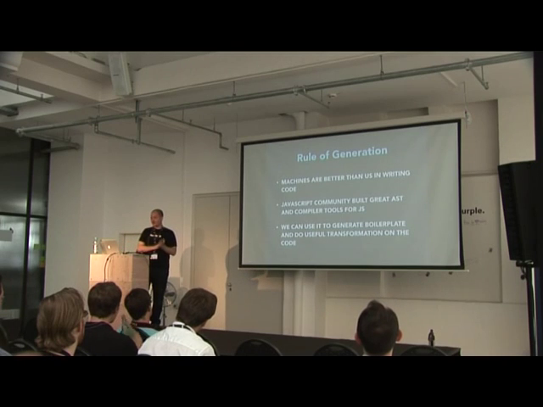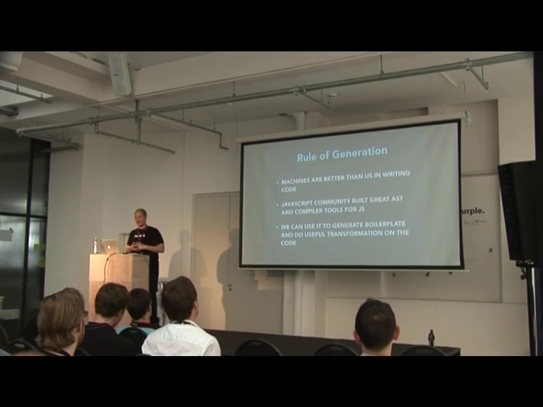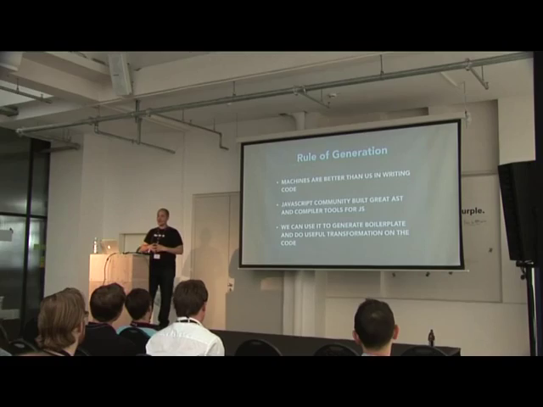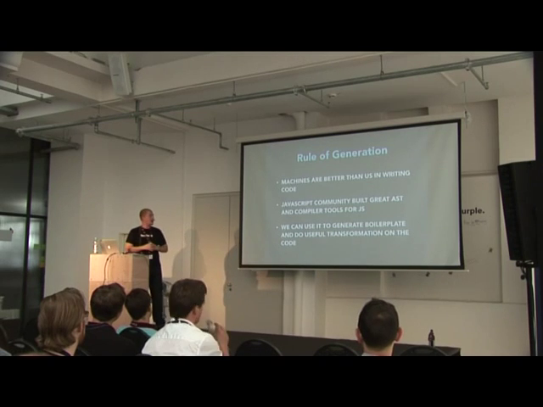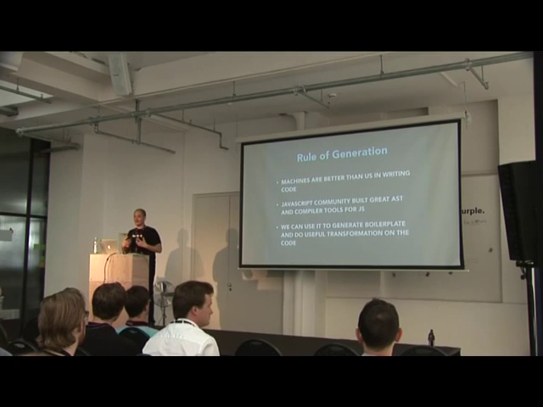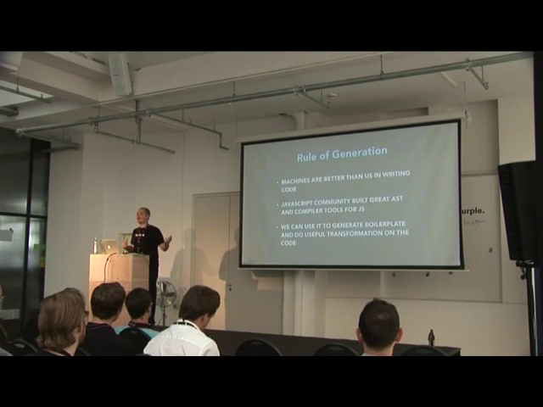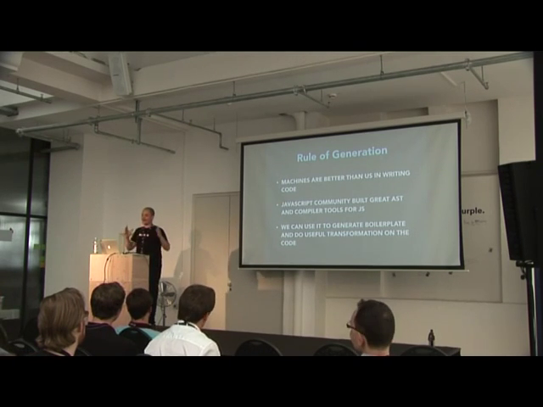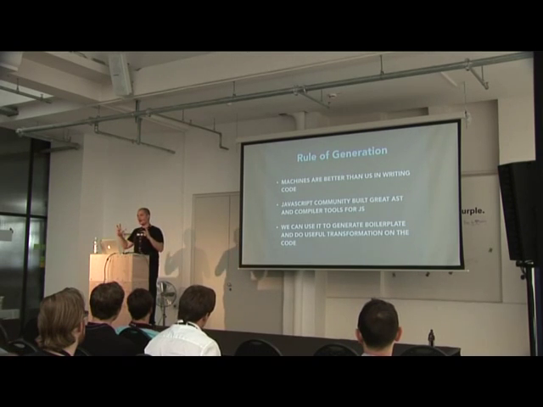And the last one, rule of generation. That relates to what I was talking about before about preserving human time. Rule of generation: basically, the idea is machines are better than us at writing code, whether we like it or not. If there's a well-specified problem domain, we can write programs that write the programs for us.